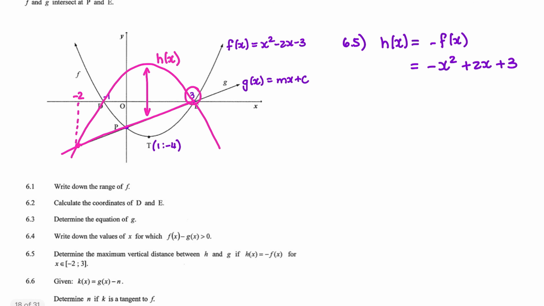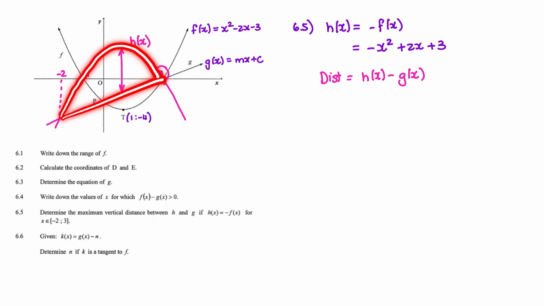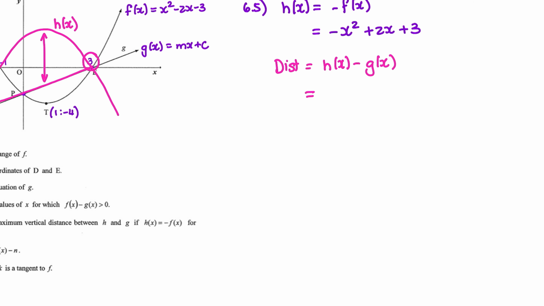So in order to find the maximum vertical distance, we would need to find the distance between h and g. So that distance can be represented as h(x) minus g(x). Notice I'm putting h(x) first because that's the graph above g(x). So I'm subtracting g(x) from that. So let me substitute the equations in. So h(x) is negative x squared plus 2x plus 3 minus g(x), which is (x minus 3). And notice my use of brackets because I need to subtract the full line.